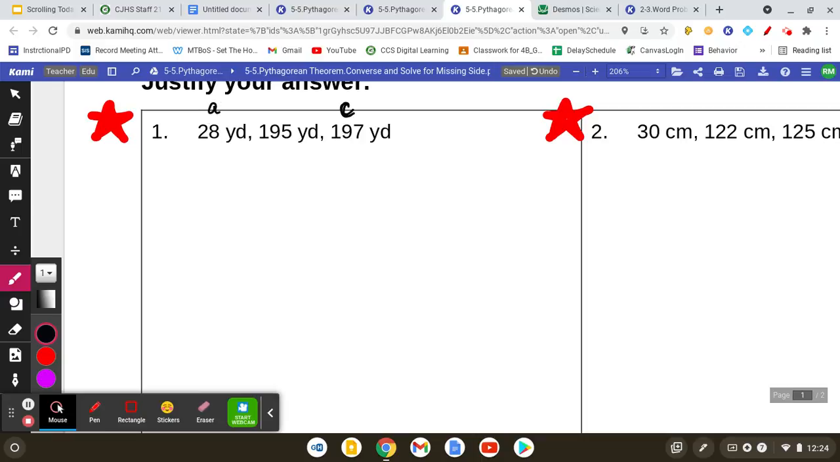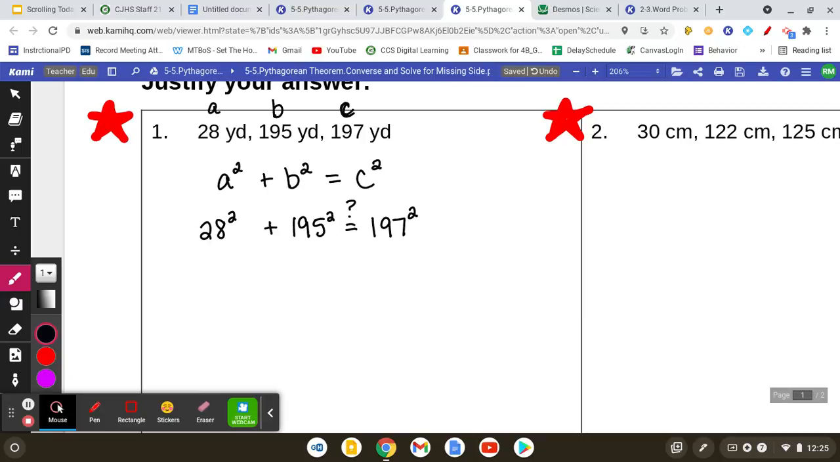And again, it doesn't matter what you label the other 2. I'm just going to keep it in order. So this is A, B, and C. And I'm going to use the Pythagorean theorem, a squared plus b squared equals c squared. We're going to plug those numbers in. So A is 28, so 28 squared, plus B is 195, so 195 squared, equals, well, we're not quite sure, but we're going to see if it equals 197 squared.